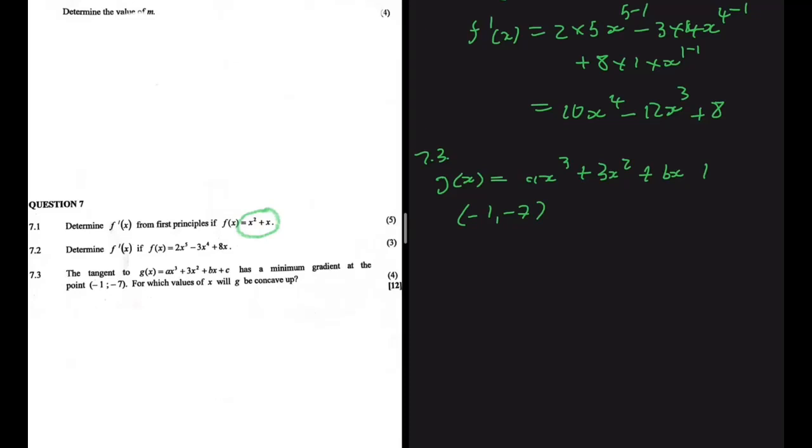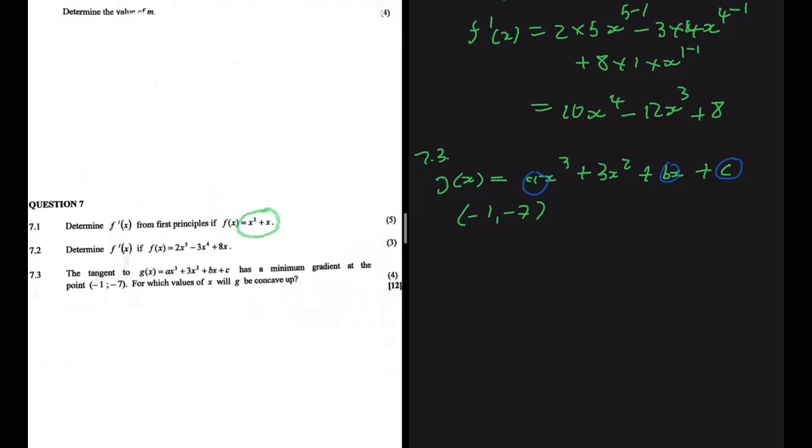I think if there's one thing we can agree on here, it is that this question will be extremely easy if we knew the value of a and the value of b, and then maybe I forgot plus c here. So let's give it a try and see if we can find a, b, c. If we find a, b, c, then we're just going to differentiate twice, equate to 0, and then we're going to be able to find for which values of x will g be concave up.